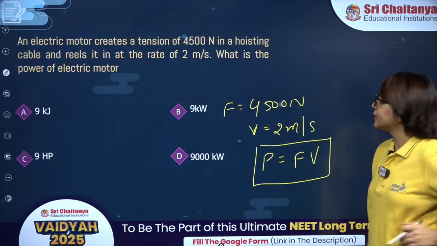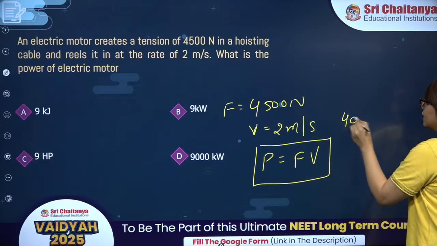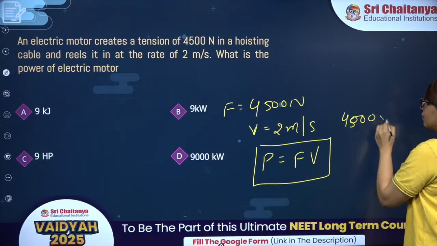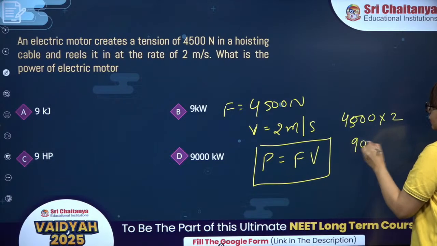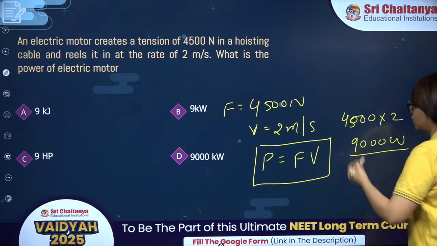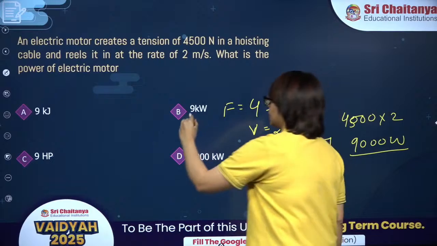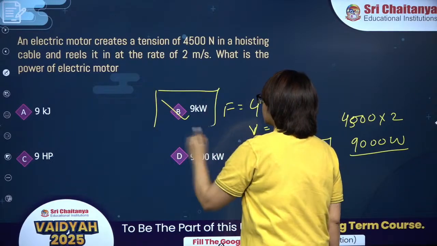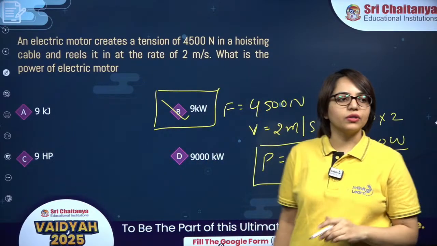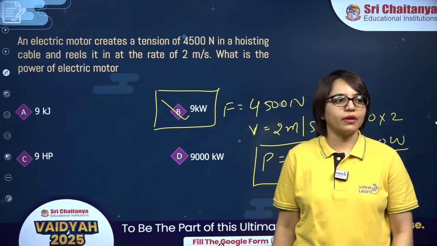Force into velocity. Force is 4500. Velocity is 2, so it is 9000 watt, which is equal to 9 kilowatt. So correct answer is option B. 9 kilowatt is the correct answer. Well done, beta. Well done.